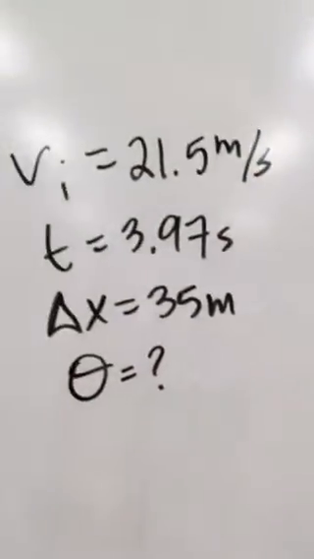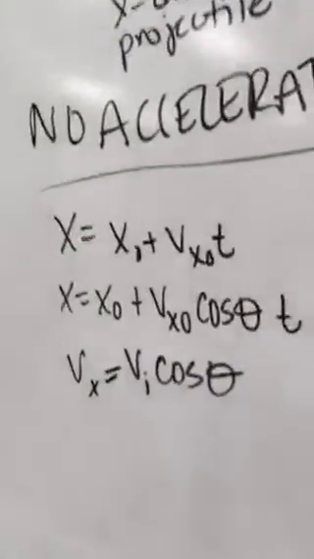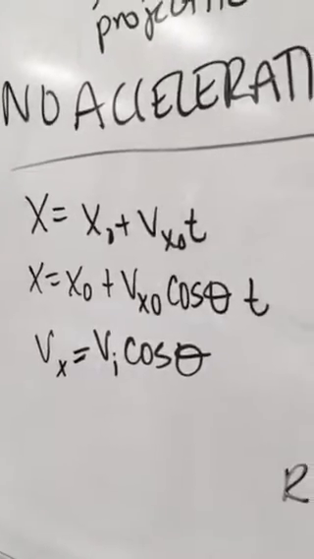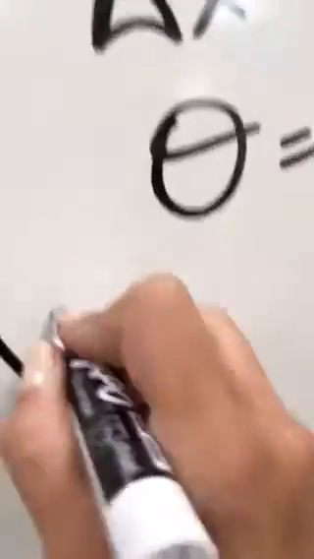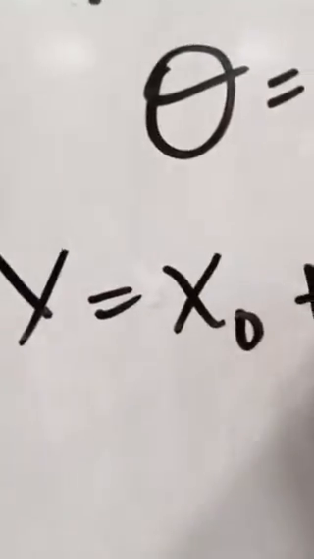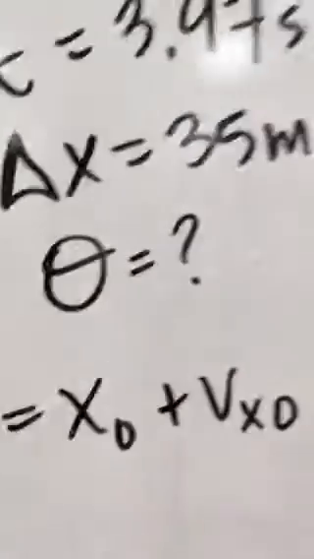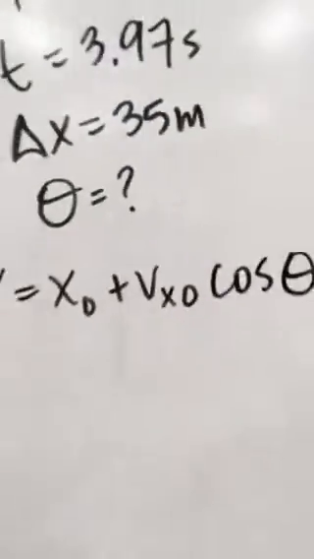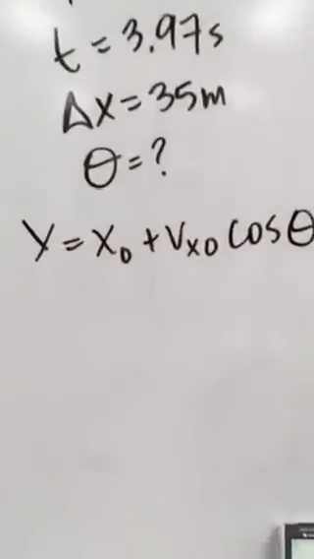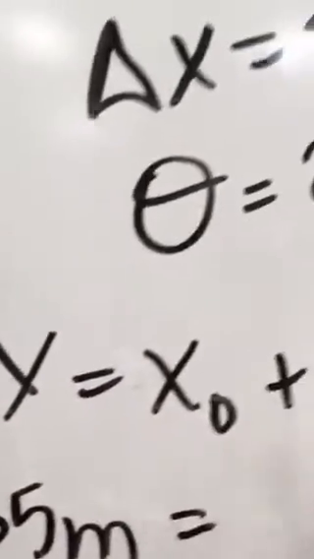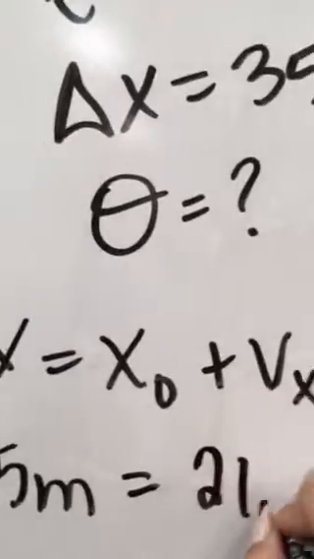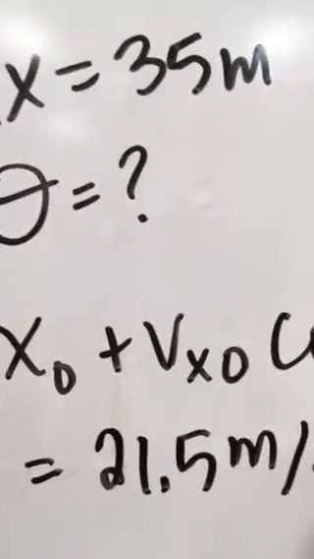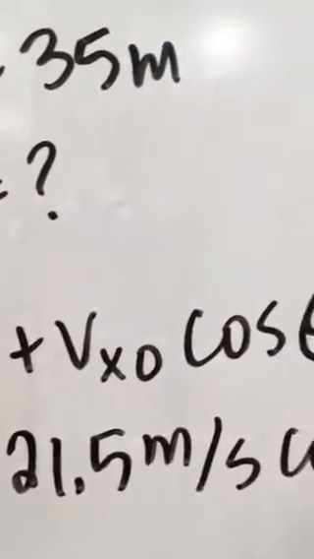I know a lot of stuff about x, so it makes a lot of sense to use that first x equation. So x equals x naught plus v x naught t. Oh, I need the second one actually, with the cosine of theta times t. Okay. So again, I want to know theta. I know that it goes 35 meters. And the initial speed is 21.5 meters per second times the cosine of theta times the time of 3.97 seconds.